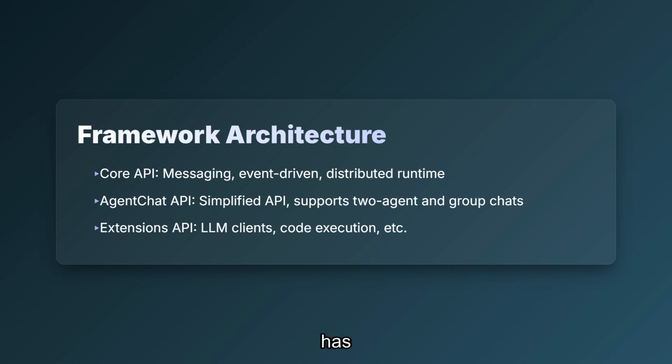AutoGen's architecture has 3 layers. The bottom layer is Core API, which provides messaging, event-driven agents, and a distributed runtime, supporting both .NET and Python. The middle layer is Agent Chat API, built on top of Core API, offering simpler interfaces for rapid prototyping, supporting patterns like two-agent chat and group chat. The top layer is Extensions API, which supports first-party and third-party extensions, such as OpenAI clients and code execution capabilities.